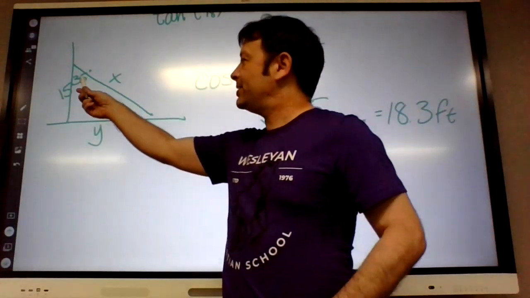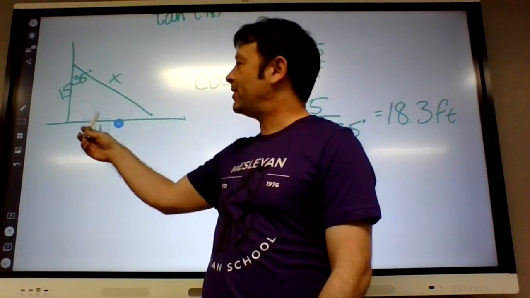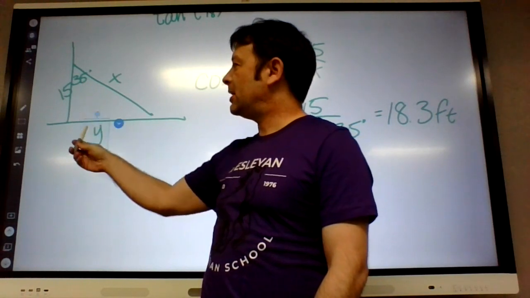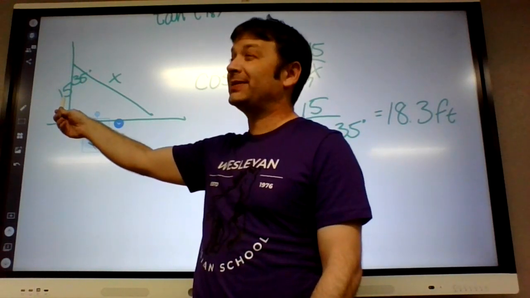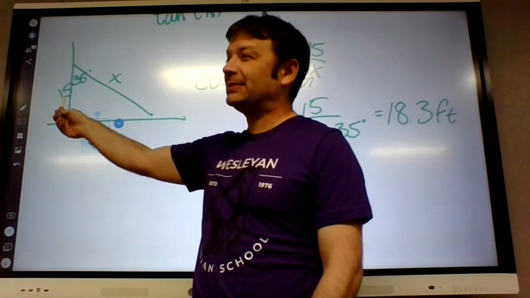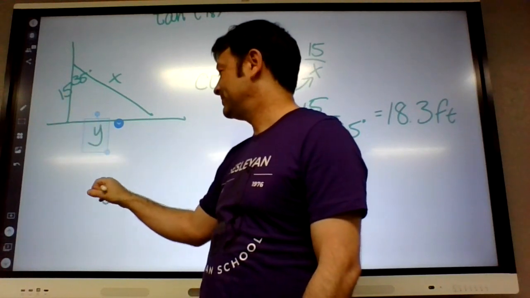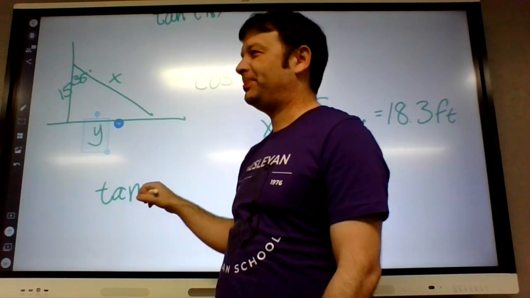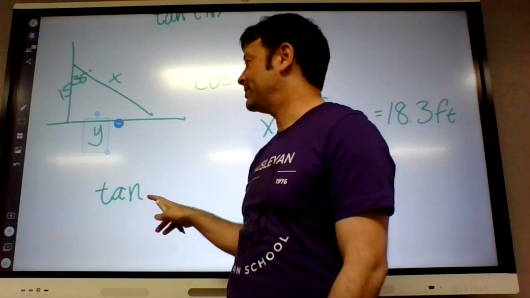So y is the what side from 35? The opposite, adjacent. Tangent. Look at me, bro. Quit doing that. Okay, please. We'll let Emily have this one.